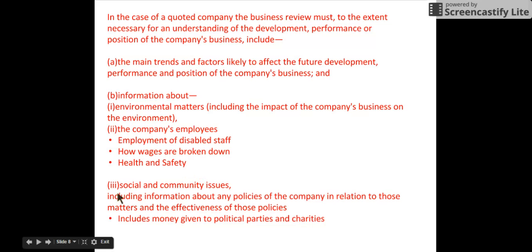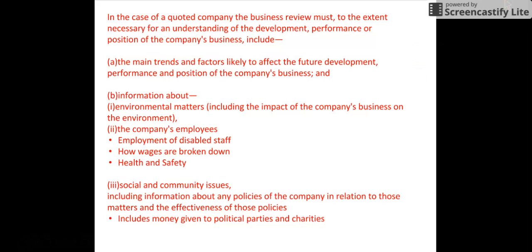And finally, information on social and community issues, and that includes information about any money given to charities and any money given to political parties. In the UK, they must report any political donations over £200, that's $300 or 100 Kuwait dinar. So that's not a large threshold at which they've got to report. So that concludes what goes into the director's report.